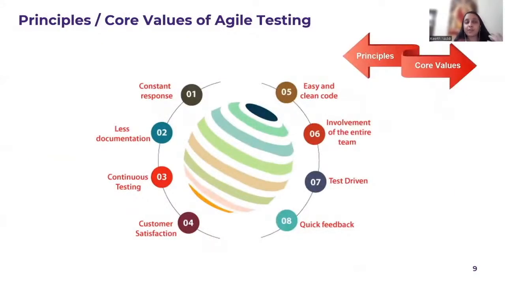And until now, we were discussing the values in the Agile Manifesto. Let's discuss a few principles, or core values, of Agile testing, because we have 12 principles, but we are going to talk about only 8 core principles out of them, which will help us understand what is required in Agile testing.